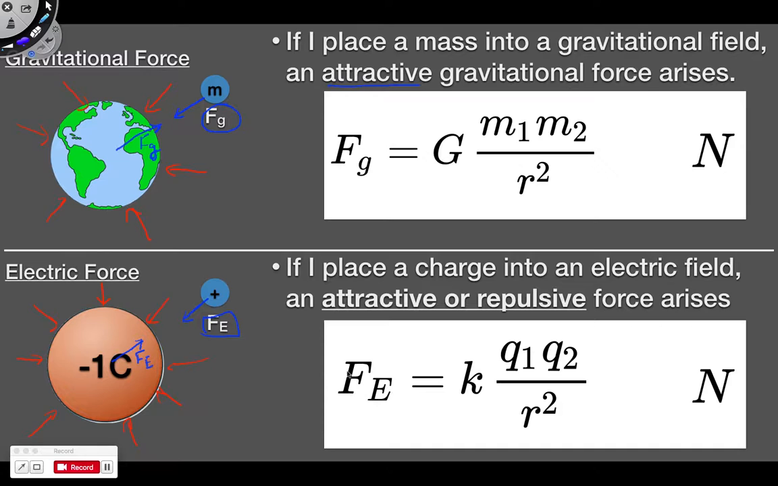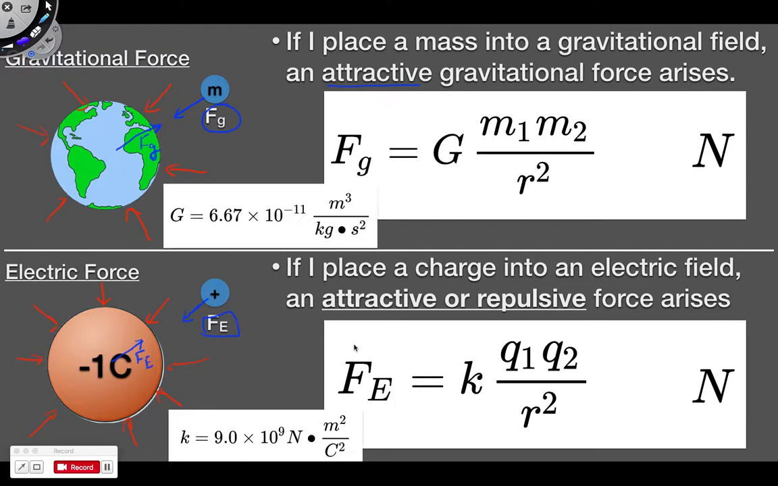Now, what's also the same? The electric force, which is right here, is equal to a constant times, well, instead of mass 1, I have charge 1. And instead of mass 2, I have charge 2. And instead of distance between the center of masses of the two masses, I have distance between the centers of the two charges, right? So exact same structure and everything as we did with gravity. And this is something that the AP exam loves to talk about, right?